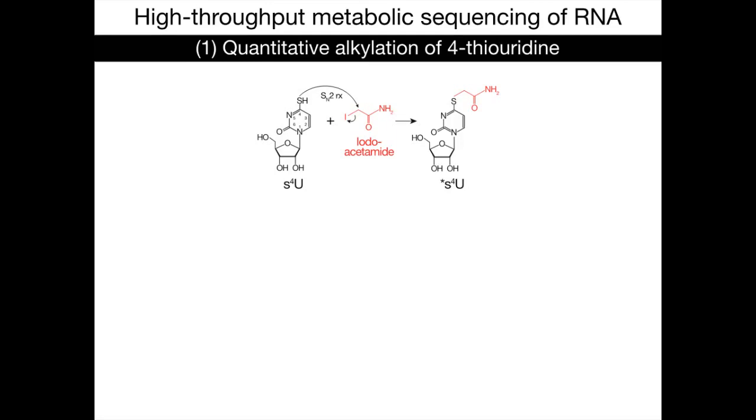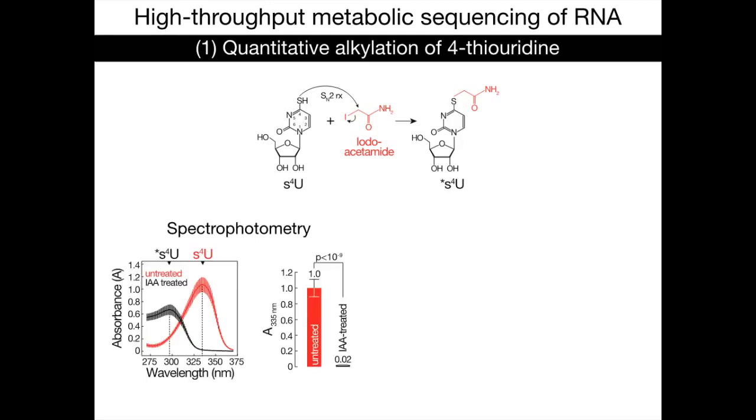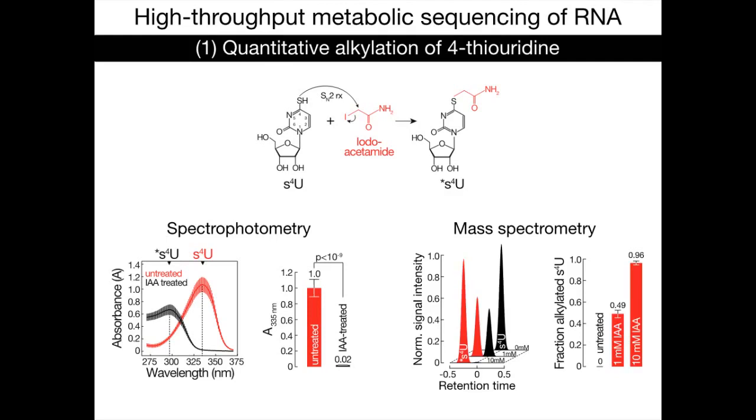We confirmed the quantitative alkylation of 4-thiouridine by two approaches. First, by spectrophotometry, where we monitor the shift in the characteristic absorbance spectrum of 4-thioU from 335 nanometers, as shown on the left, to 297 nanometers upon iodoacetamide-directed alkylation, and found that under optimal reaction conditions, absorbance at 335 nanometers decreased 50-fold compared to untreated 4-thioU, resulting in close to complete alkylation within 15 minutes. And we validated these results by mass spectrometry, which confirmed close to complete derivatization efficiencies.